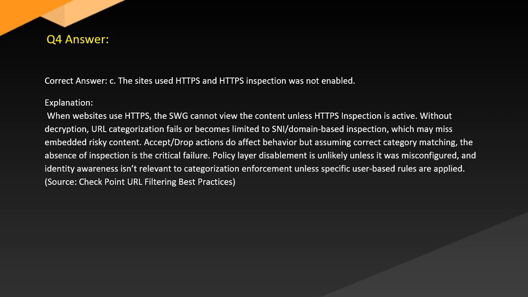Accept or drop actions do affect behavior, but assuming correct category matching, the absence of inspection is the critical failure. Policy layer disablement is unlikely unless it was misconfigured, and identity awareness isn't relevant to categorization enforcement unless specific user-based rules are applied. Source: Check Point URL filtering best practices.